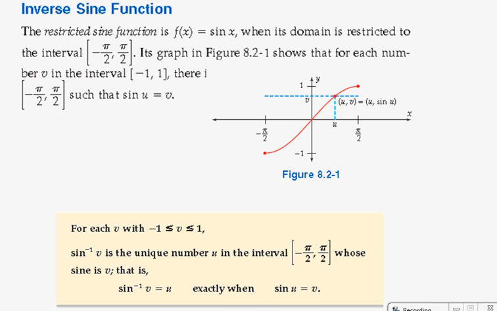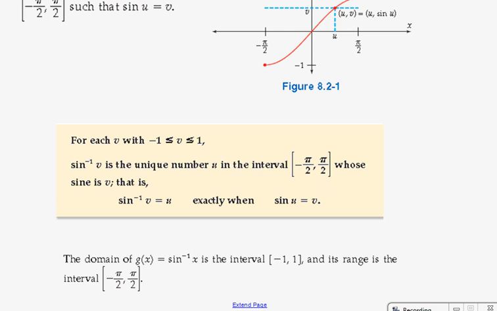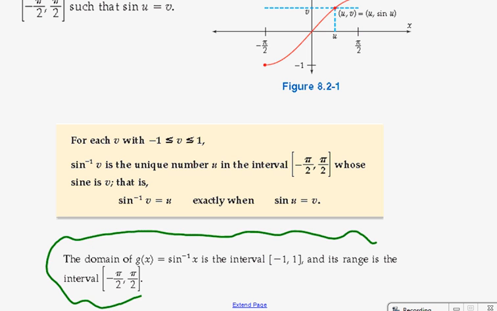So what we have to remember is that for each value v, negative 1 is less than or equal to v, which is less than or equal to 1. The inverse of sine is the unique number u on the interval of negative pi halves to pi halves whose sine is v. Okay? So basically what you need to make sure that you know is this part. That means the domain of g of x equals the inverse of sine x is the interval negative 1 to 1, and the range is the interval negative pi halves to pi halves.